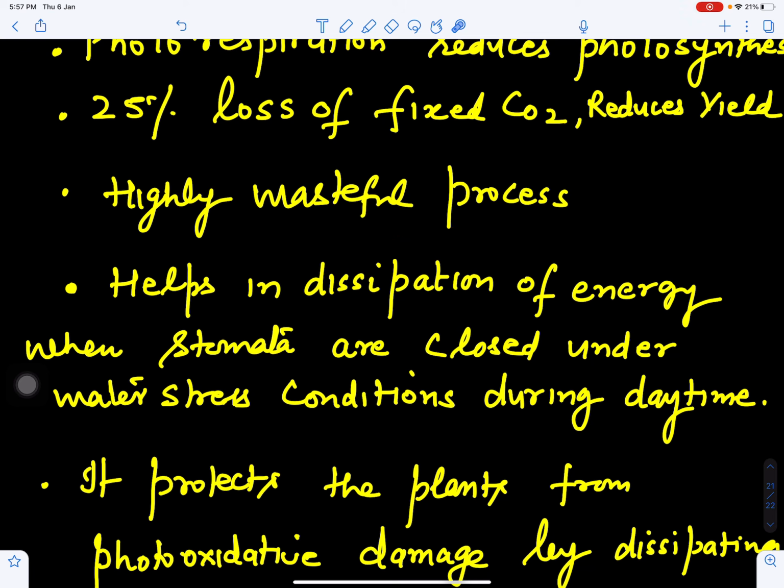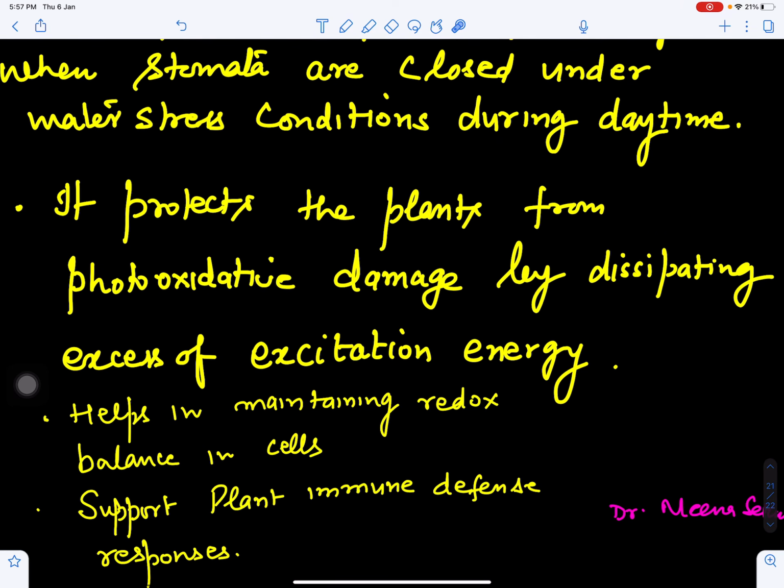This helps in dissipation of energy when stomata are closed during water stress conditions during daytime, because during daytime stomata close when there is drought or less water availability. To reduce the rate of transpiration, stomata will close, so this will help in dissipation of the energy. When intense light is there or temperature is high, photorespiration may prevent the chlorophylls from photooxidative damage, because chlorophylls are an important part of the photosynthetic process, and if chlorophylls are damaged, no photosynthesis will occur. So photorespiration may prevent photooxidative damage of the chlorophylls by dissipating excess excitation energy, and this also helps in maintaining the redox potential or redox balance in the cells.